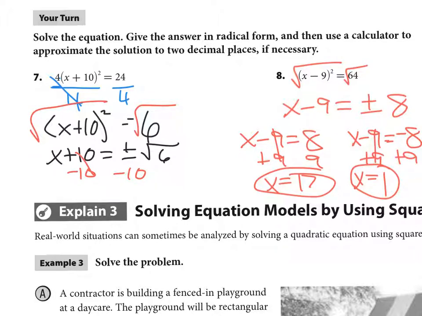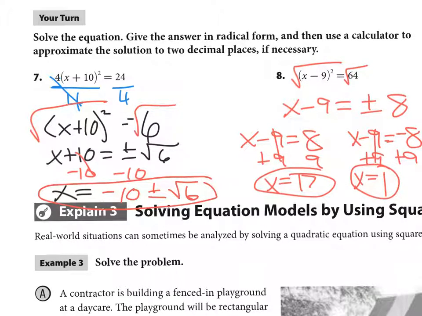Now, because I don't have just a number on the right, I can't combine the 10 and the square root. They're not like terms, you could say. So what I end up with is negative 10 plus or minus square root of 6. Those are my two solutions. It would be negative 10 plus square root of 6, whatever that is as a decimal, negative 10 minus square root of 6. And again, you could graph these on the calculator, check to see that the decimal you get for this radical answer matches the decimal you get on the calculator by graphing.